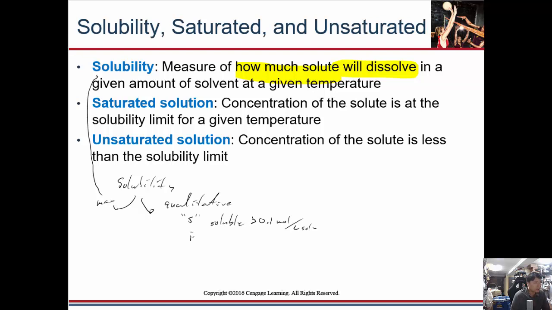Then we have insoluble, which is qualitatively less than 0.1 moles of solute. So, for example, copper 2 chloride, more than 0.1 moles will dissolve in a liter of that solution, and therefore we call copper 2 chloride soluble, not insoluble. And so this is moles of solute per liter of solution here. And then slightly soluble is at the border.